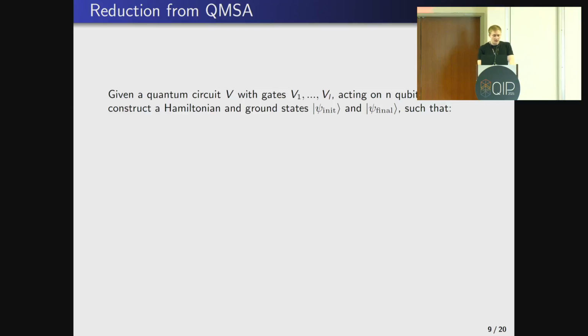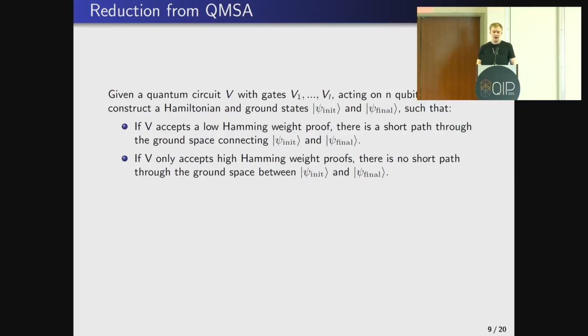What this means is we are given a quantum circuit, and we want to construct a GS-Con instance. So namely a Hamiltonian and a starting and final state, such that in the one case, if we have a low Hamming rate proof that is accepted by the circuit, then we want there to be a short path connecting our ground states. In the no case, only high Hamming rate proofs are accepted, and then we want there to be no short path between the start and final state.